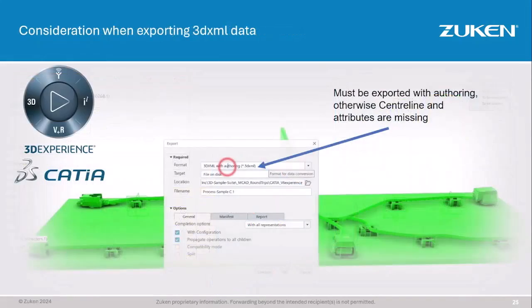There is another consideration if you are using 3DX or CATIA V6. When we export the 3D PLM XML, the 3D XML file, we have to ensure that we export it with authoring. Otherwise, certain attributes will be missing when we come to transform and flatten this information.